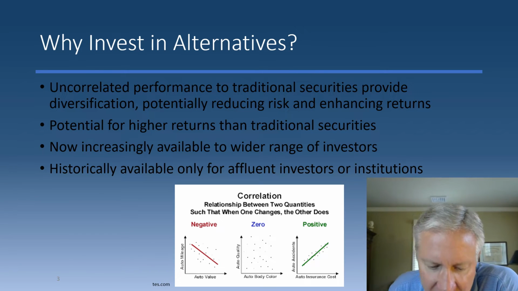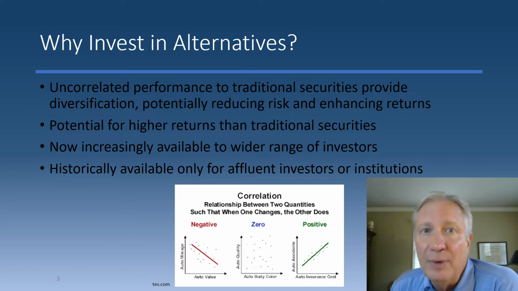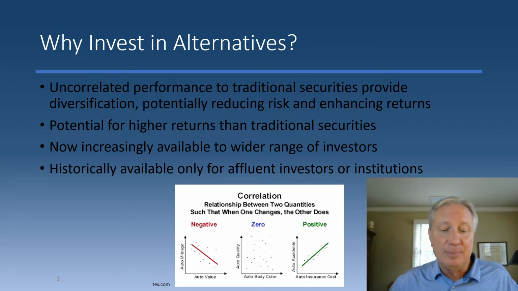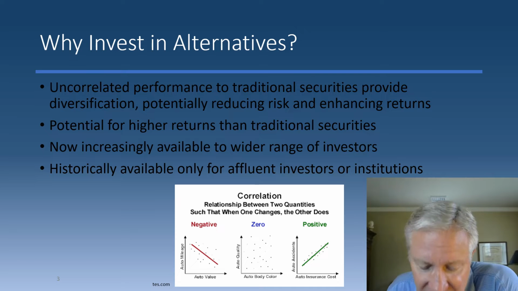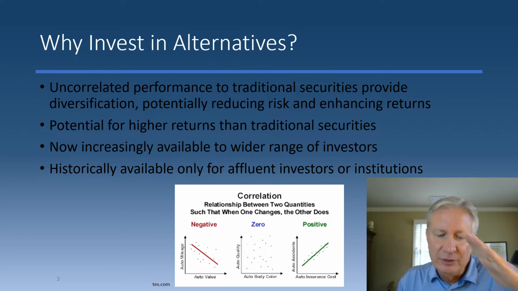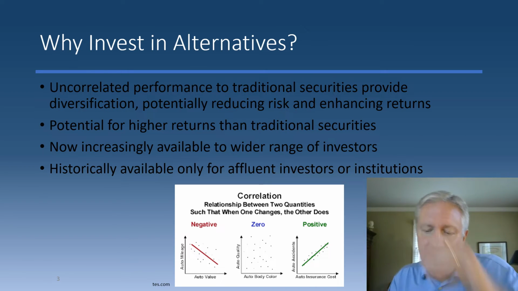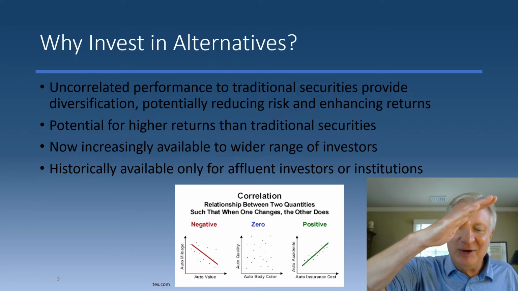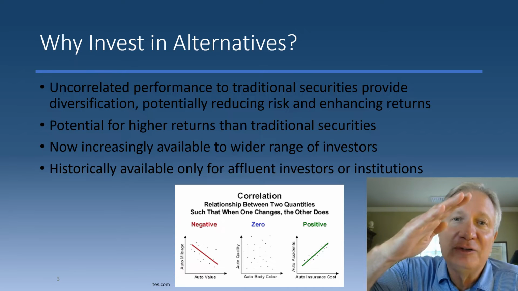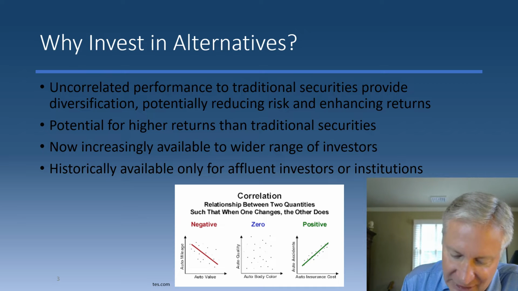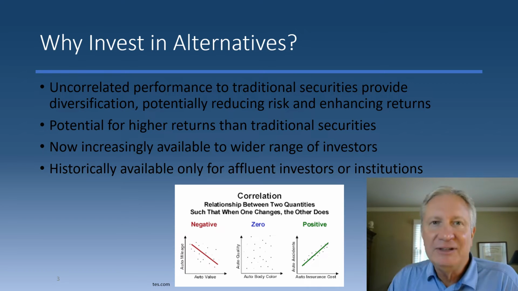With auto body color, there's no correlation. Blue, red, black, doesn't affect the price at all. There's a positive correlation when the auto accidents go up, so this way, auto accidents go up, auto insurance cost goes up. A positive correlation between accidents and insurance.